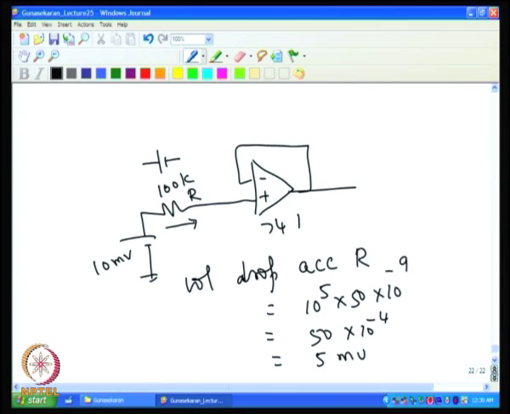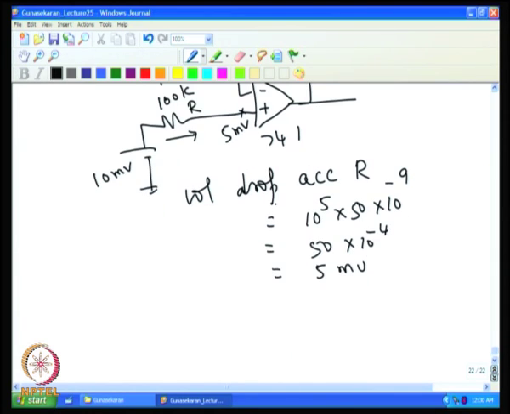Because the current is flowing like this, this will be higher, this will be lower. So, eventually what happens is this voltage is subtracted. So, if I have here this voltage is now 5 millivolt, actually what you get at this point is not 10 millivolt, but 10 millivolt minus 5 millivolt, you will get only 5 millivolt at this point.